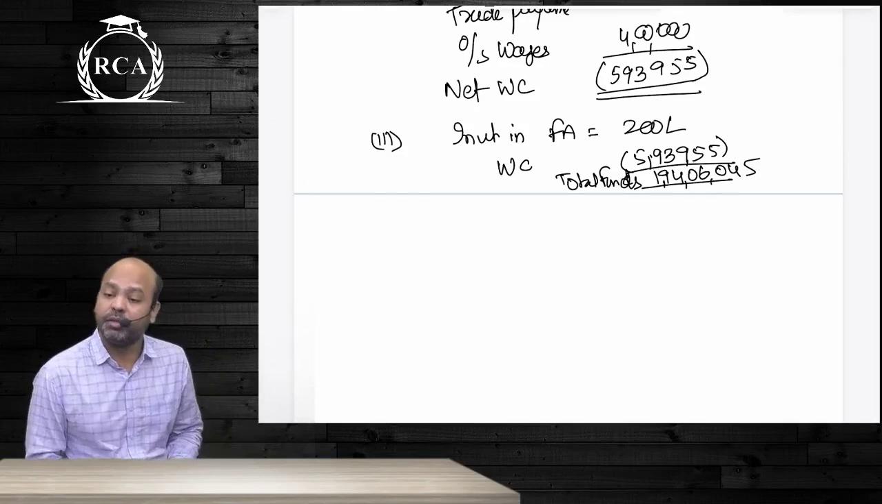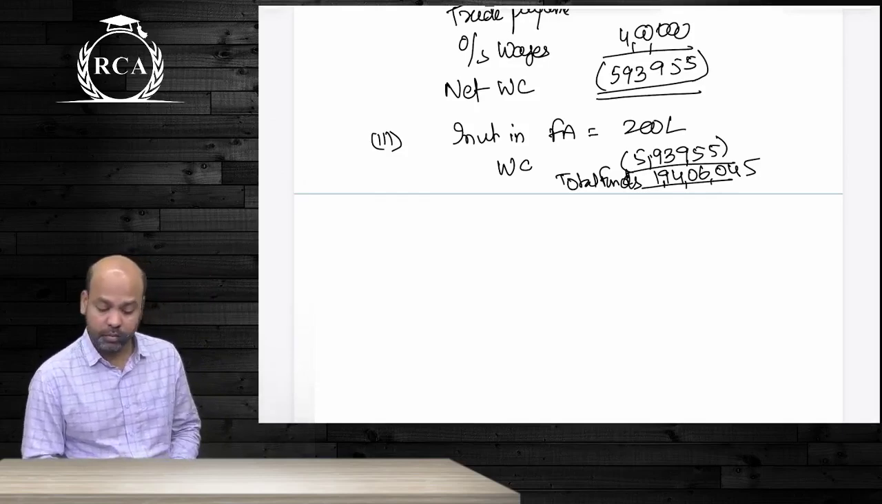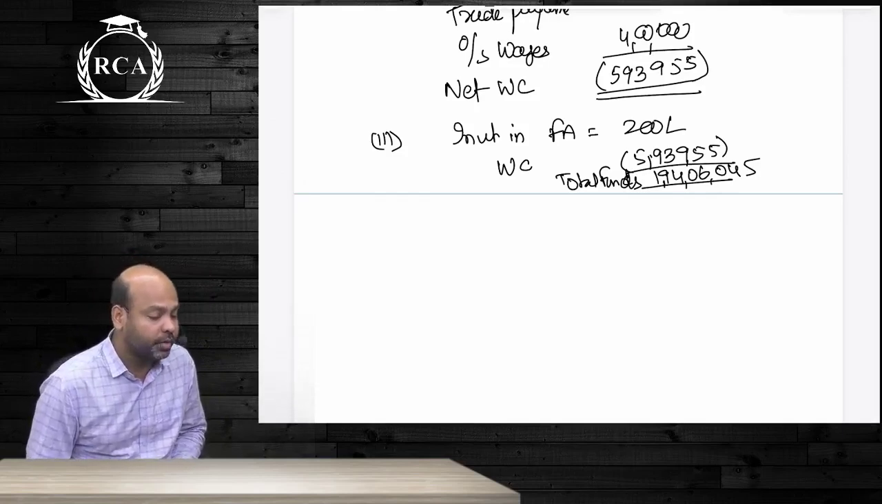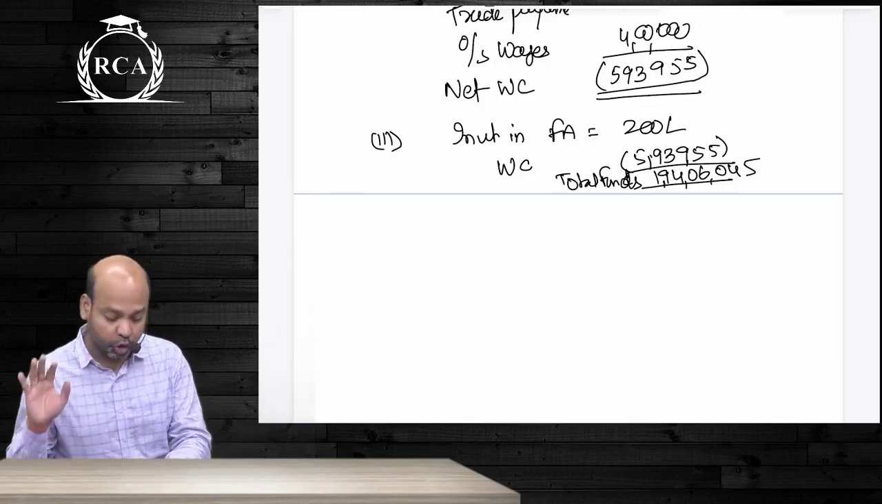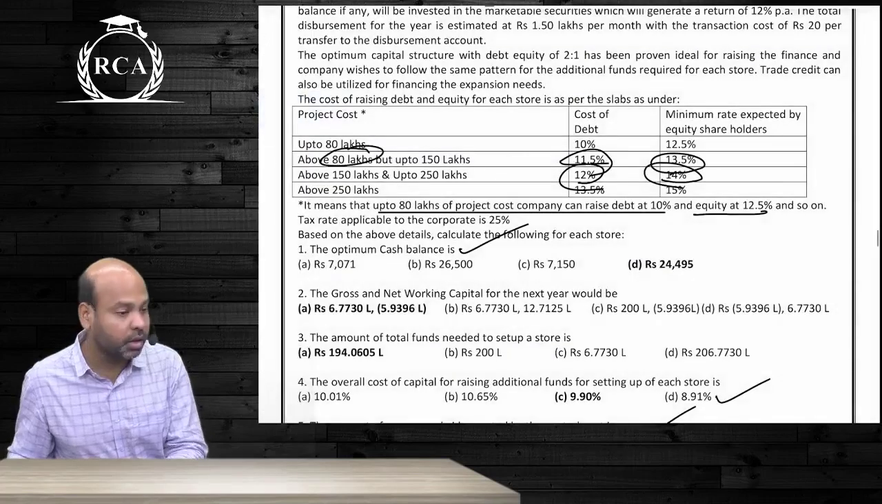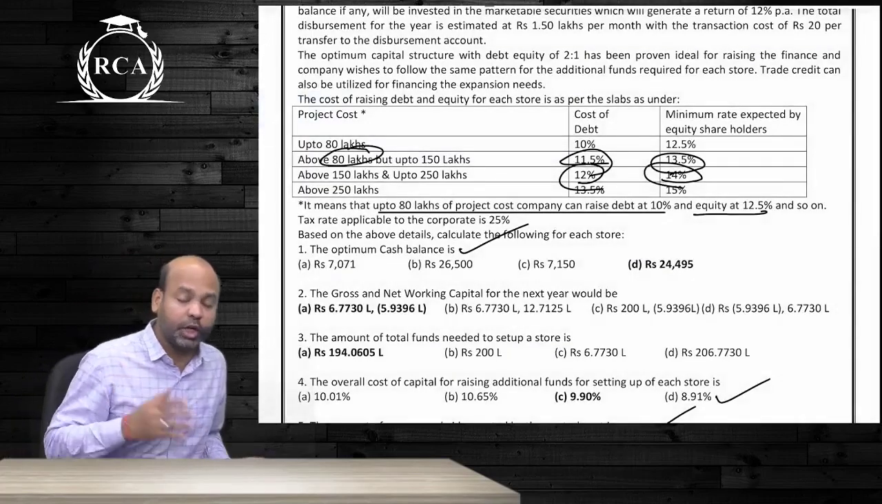Now we will answer the fourth bit. Can you all try computing the fourth bit, guys? I'll just explain, guys. क्या करना है? You know that your capital requirement is how much now? 1 crore 94 lakhs.